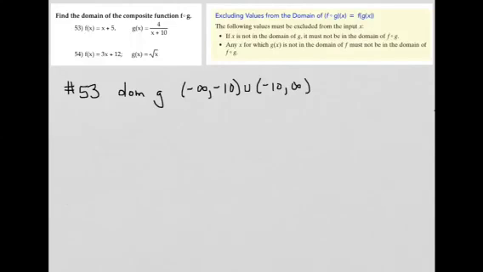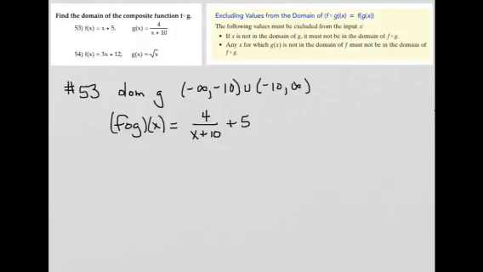Now we're going to check to see is there any value of x that doesn't work in f of g. So let's find f of g. F of g would be, we're going to take the function g and substitute it into f. So we have 4 over x plus 10 plus 5. So that's f of g.